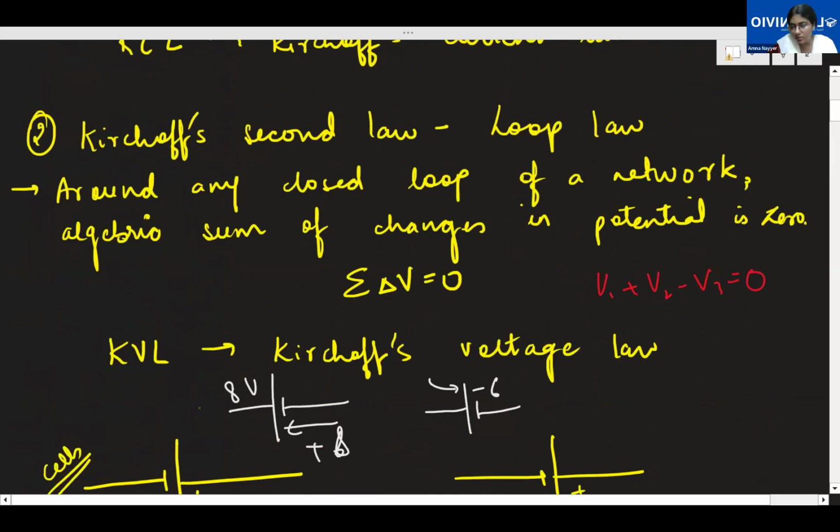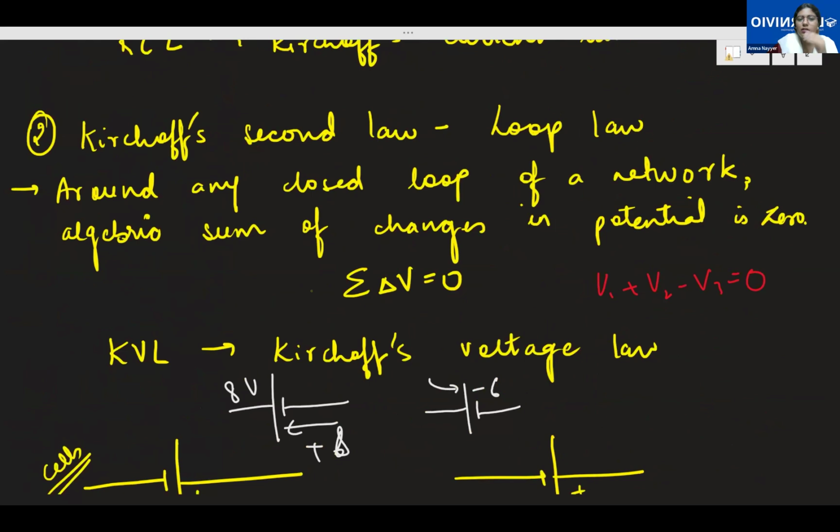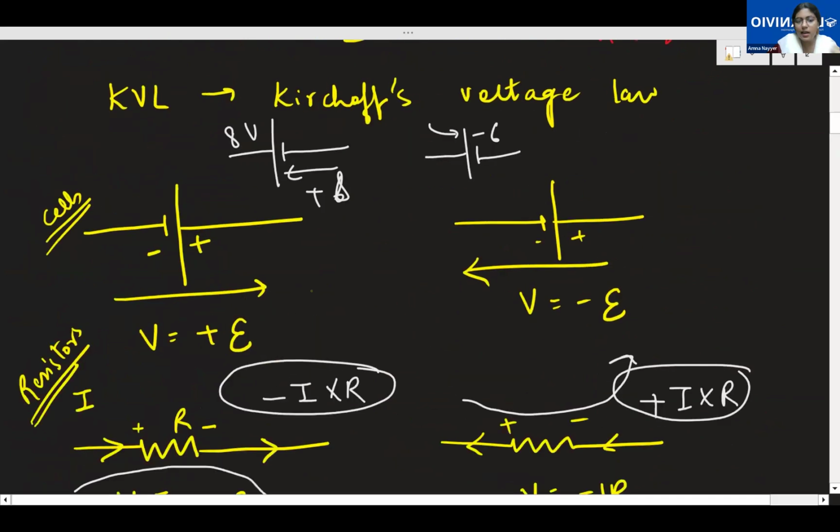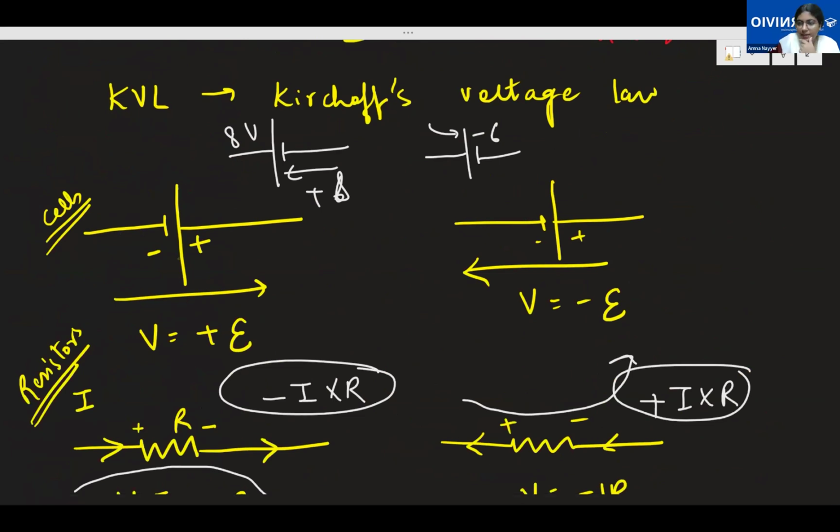The sum of all the net voltage is 0. Now, this law is more application based. How? Whenever you have any cell present, you choose a direction, clockwise, anti-clockwise, or anything. We'll form loops, and in those loops, we'll form directions.